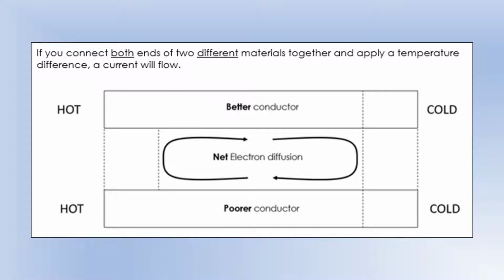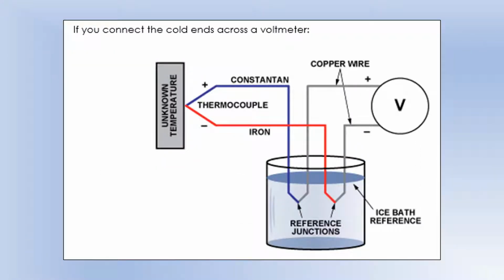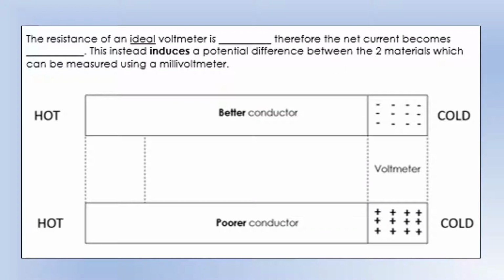Okay, so now we can evolve this to how we actually use a thermocouple with a voltmeter. We've still got the two materials connected together on the left-hand side, but on the right-hand side, instead of connecting them together, we connect them across a voltmeter. Thinking about our knowledge of a voltmeter, the resistance of an ideal voltmeter is infinite.